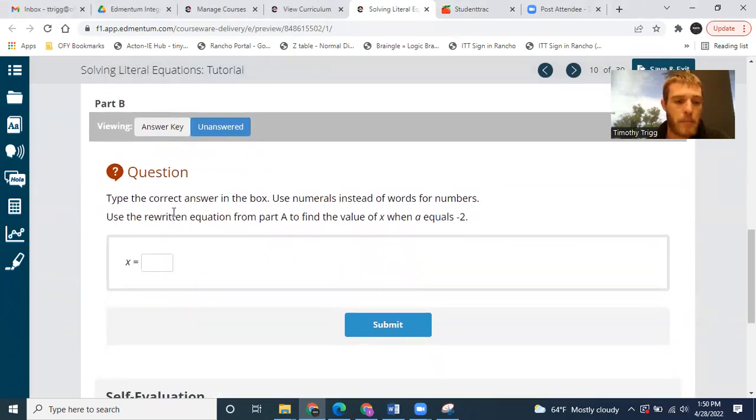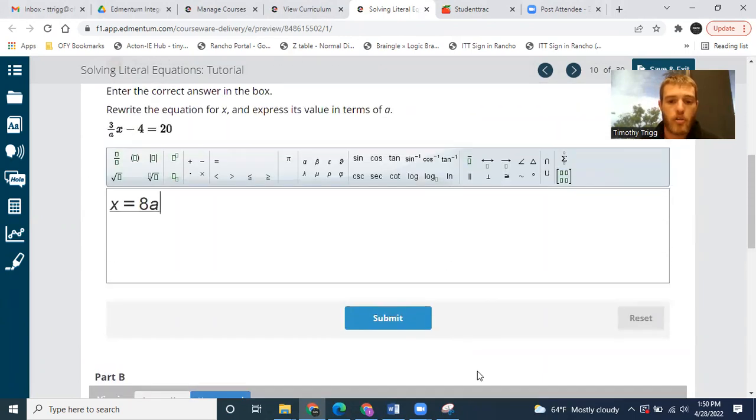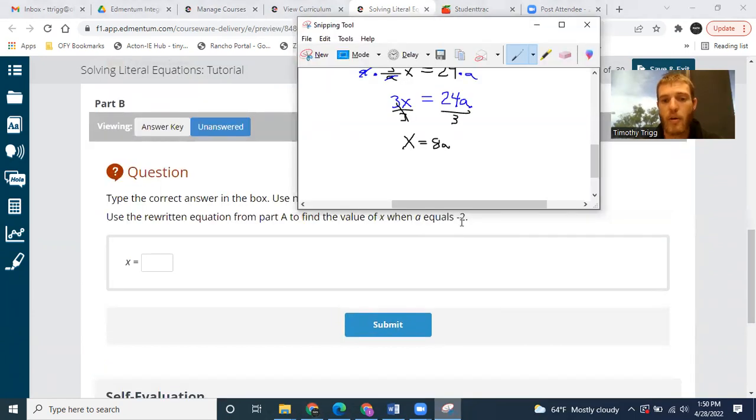Now, part B says, use the rewritten equation from part A, so the equation we just made, to find the value of x when a equals -2. So here we're going to use the same equation, but we're going to replace a with -2 in this case. So this will say x equals 8 times a becomes 8 times -2. We're replacing or substituting the a with whatever they tell us, in this case, -2.